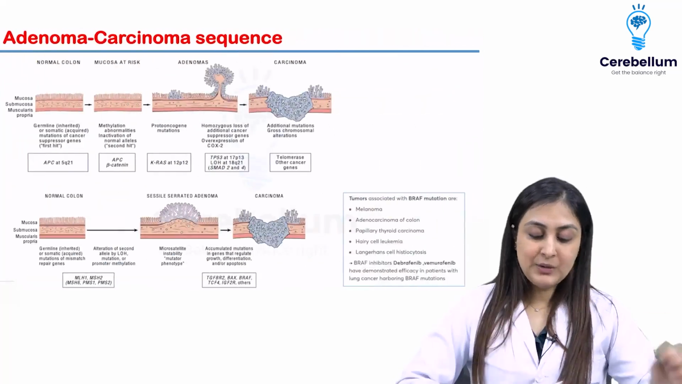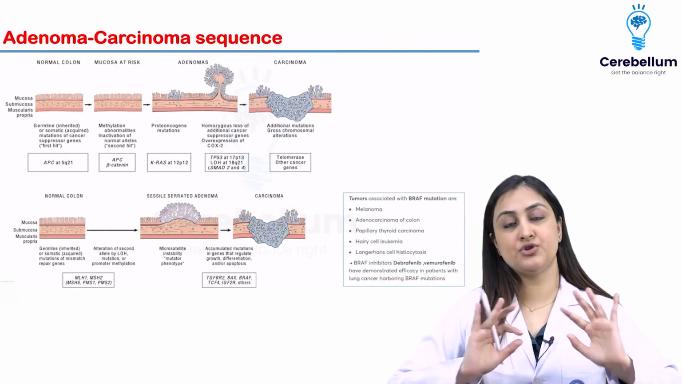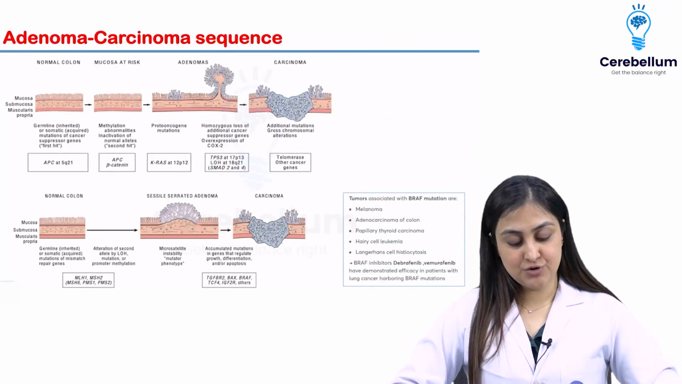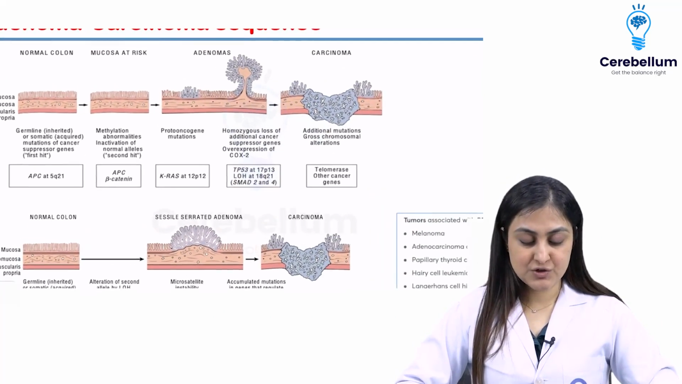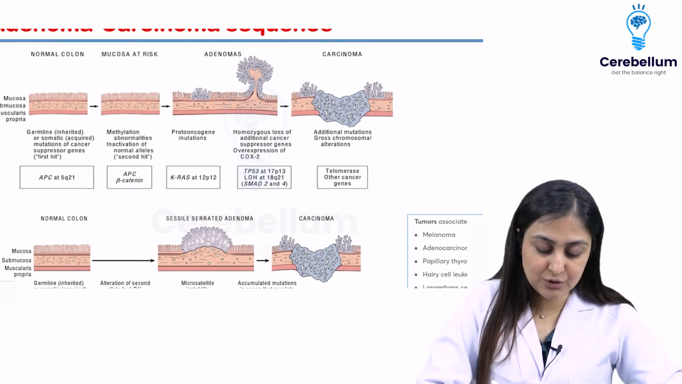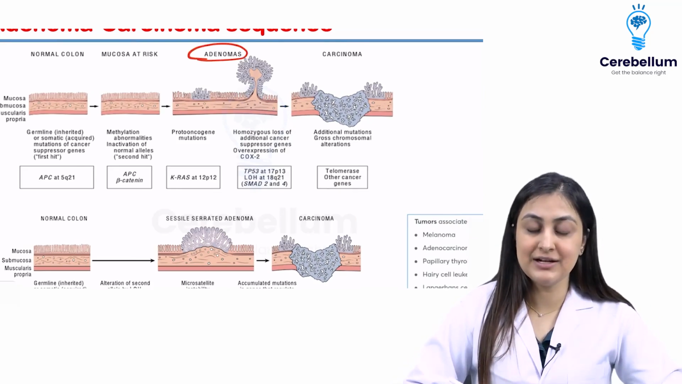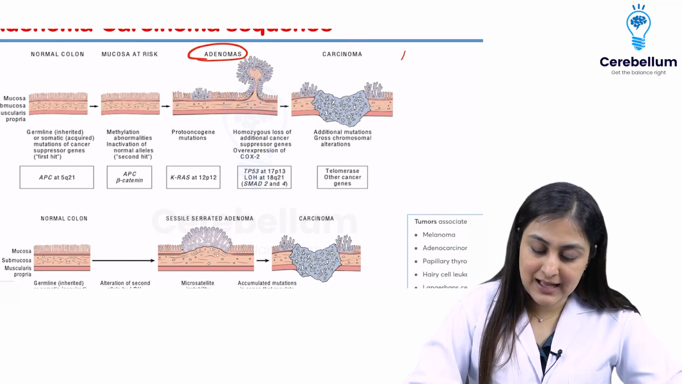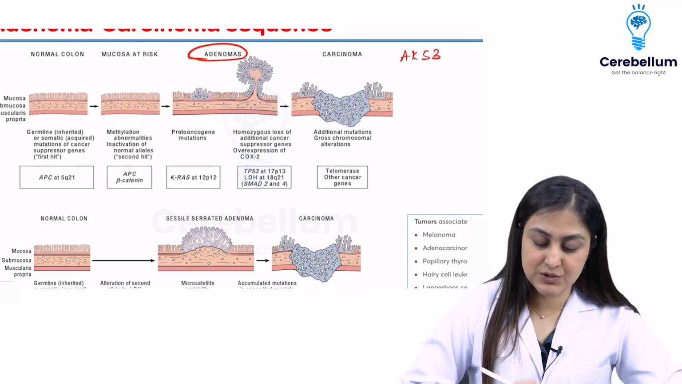Okay. Now let's talk about a very, very important image, Robbins. This is the adenoma carcinoma sequence. You gotta know the mutation. So this is for normal adenomas or your tubular or villous adenomas. This is known as AK53, which is what you want to remember.